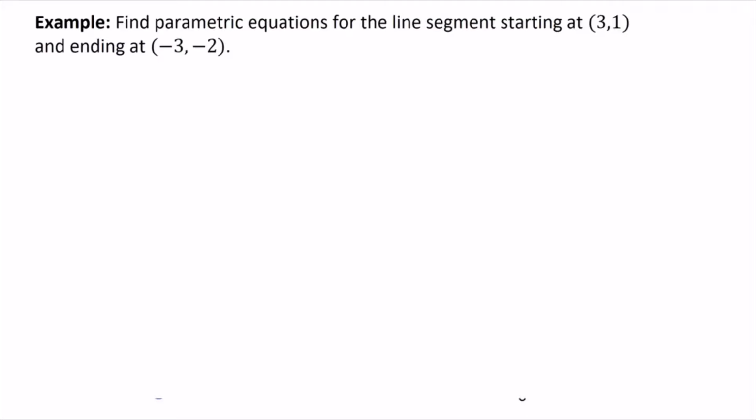In this example, we're asked to find the parametric equations for the line segment starting at the point (3, 1) and ending at the point (-3, -2). Recall that we can parameterize a complete line using the parametric equations x equal to x naught plus at and y equal to y naught plus bt, where negative infinity is less than t is less than infinity. By restricting t to a finite interval, we'll be able to parameterize part of a line or a line segment.